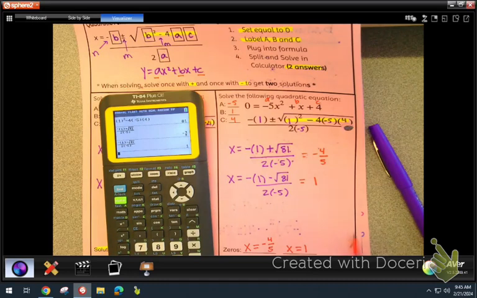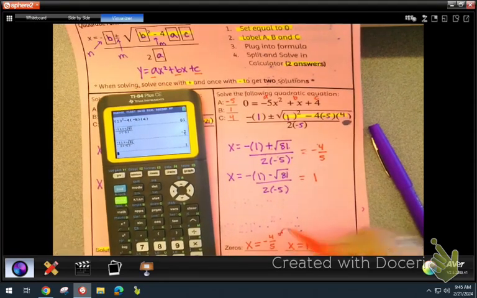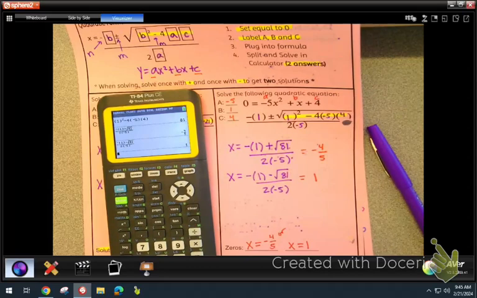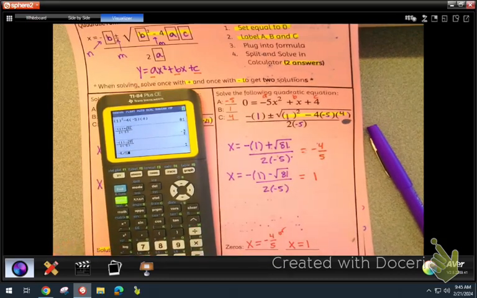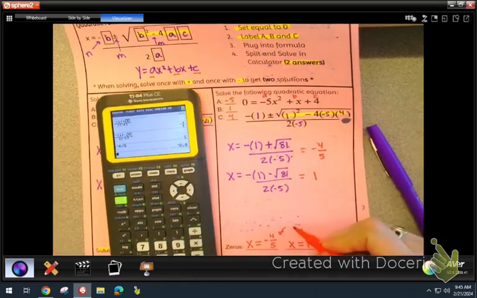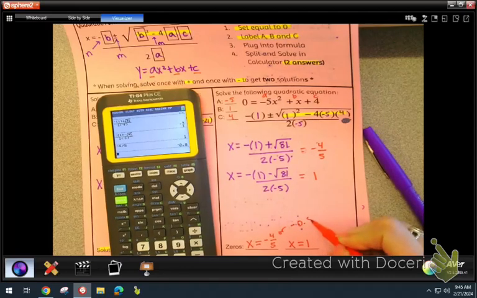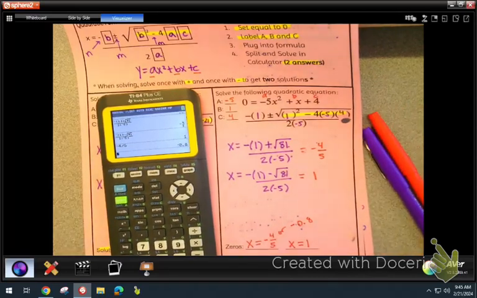How do you convert this to a decimal? What if your answer choices, A, B, C, and D, are in decimal form? You have to convert it. How do you do it? Negative 4 divided by 5, and we get negative 0.8.